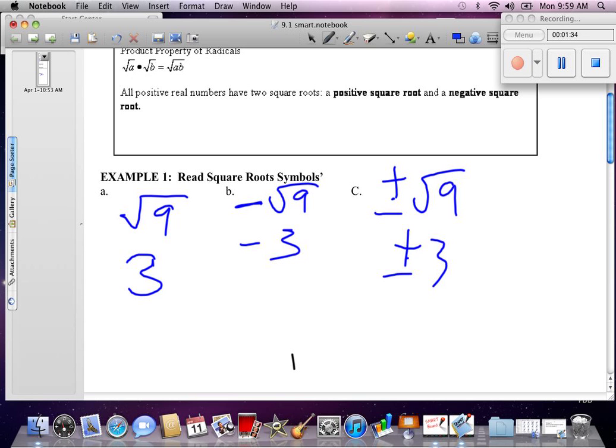Negative 3 times negative 3 is a positive 9. Positive 3 times positive 3 is also a 9. Okay? You always get a positive 9, so it always has two answers. So let's look at this last one real quick. Plus or minus the square root of 16 would be plus or minus 4. Okay? 4 times 4 is 9.